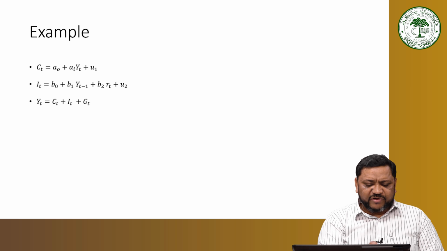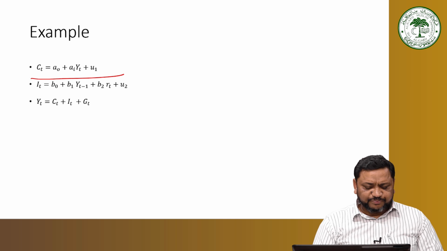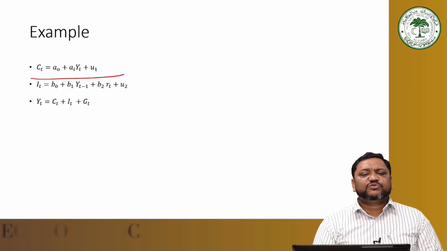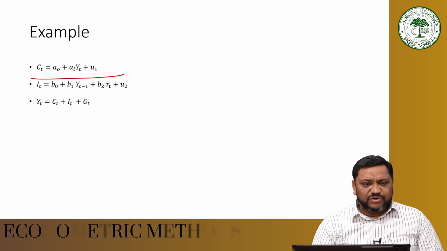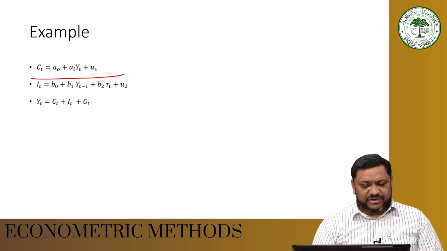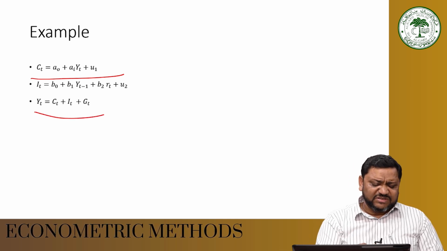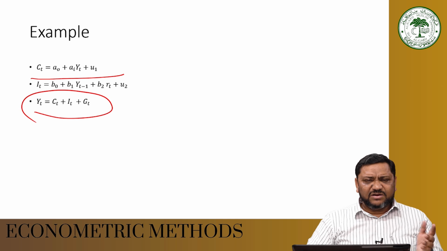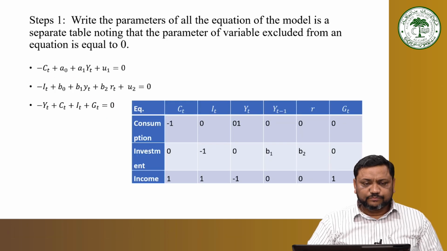So, we take three equations: consumption, C_t equals A0 plus A1 Y_t plus U1; the investment function, I_t equals B0 plus B1 Y_t minus 1 plus B2 R_t, where R_t is the rate of interest, plus U_t; and Y_t equals C_t plus I_t plus G_t. Here we have this system of equations. The last one is an identity equation, and we just ignore it. We don't have to do anything with it.